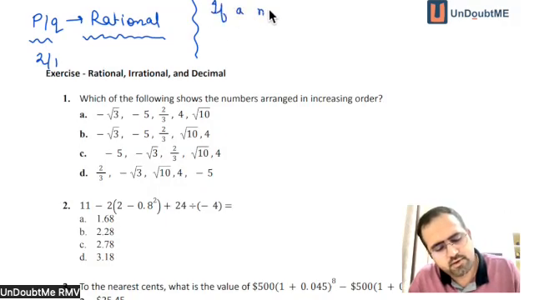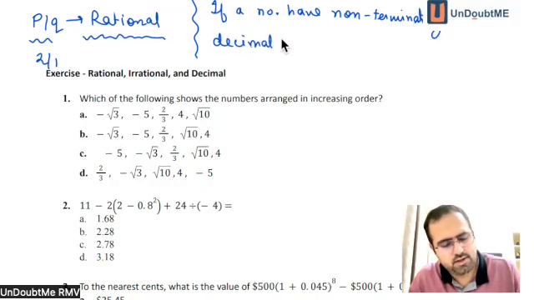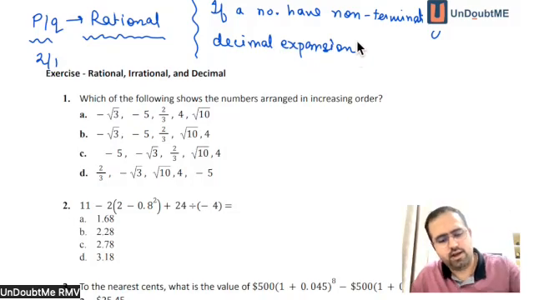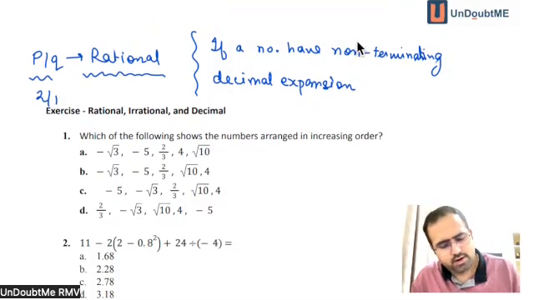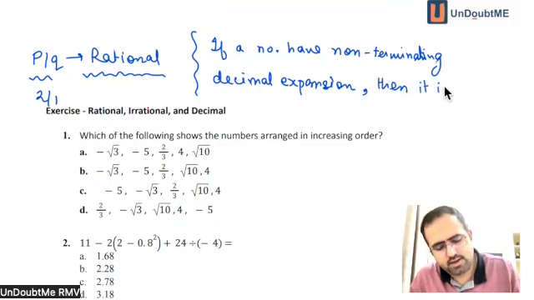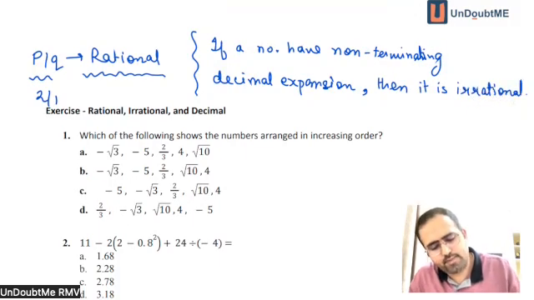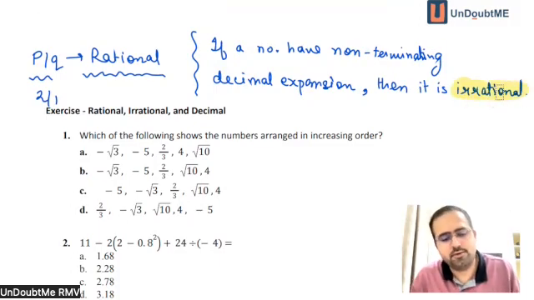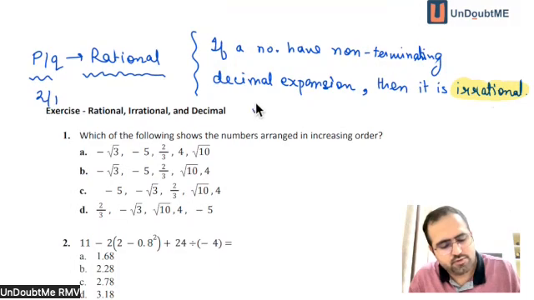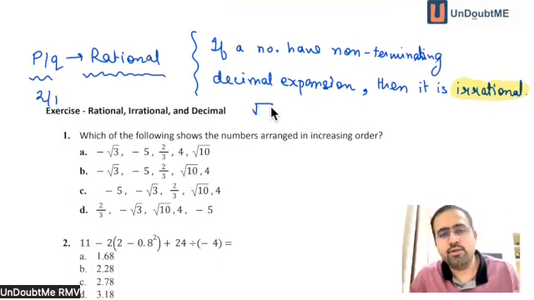While if a number has a non-terminating decimal expansion, then it is irrational. Now, what is the meaning of that? So, first of all, square root of any non-squared number.